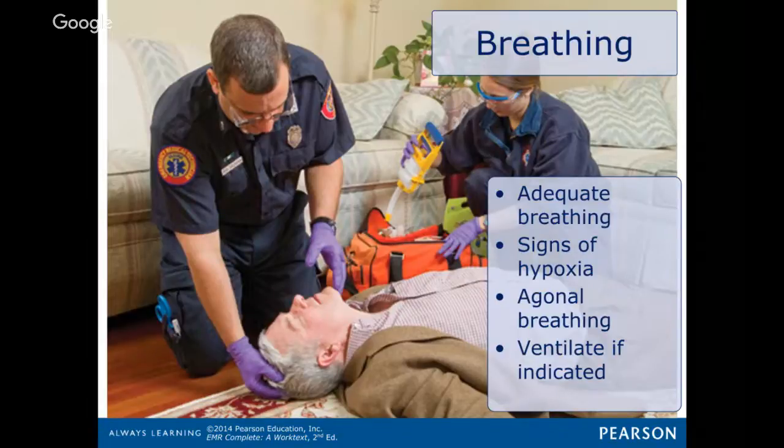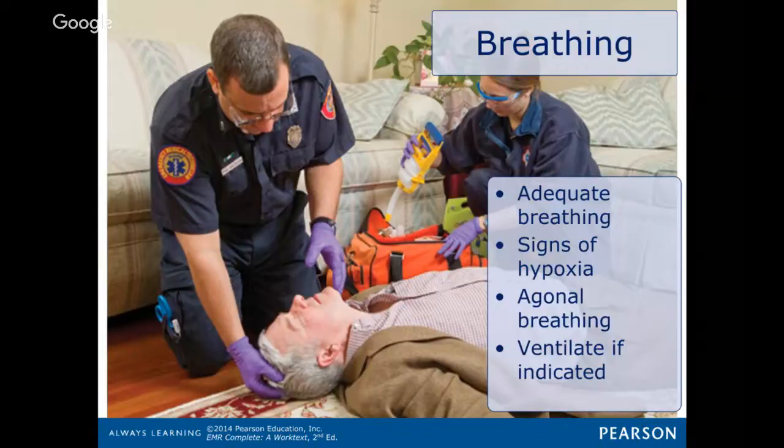What are some signs of hypoxia? Having trouble speaking, can only get out a few words before they have to take a breath. Right, when they start becoming hypoxic, they're grayish, and they start to become anxious. Some other things are altered LOC. Yes, you do have cyanosis around the lips, but any of those things could be signs that they're becoming hypoxic. Right. What is agonal breathing?